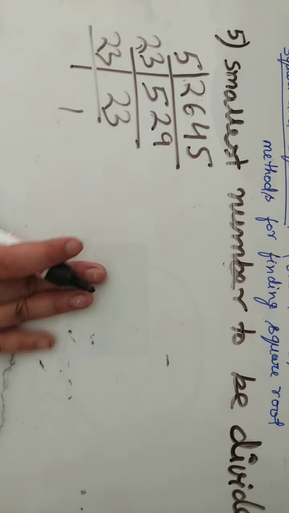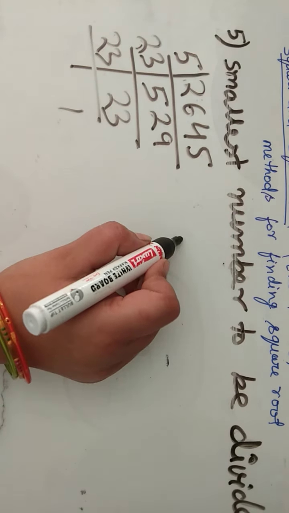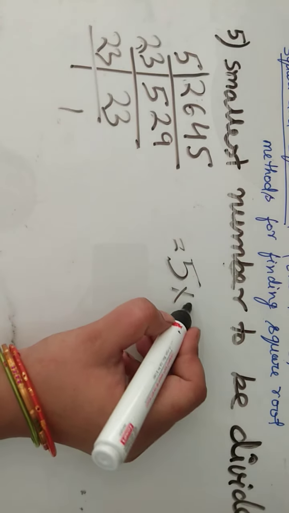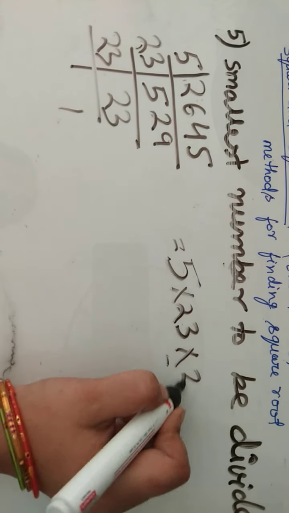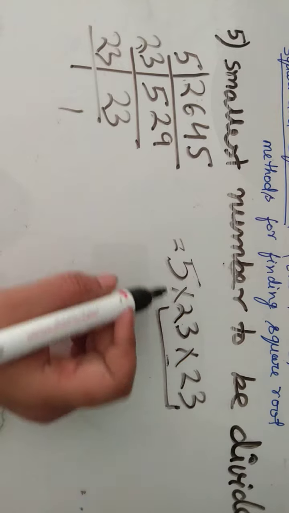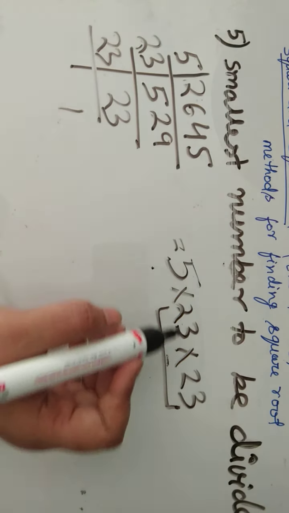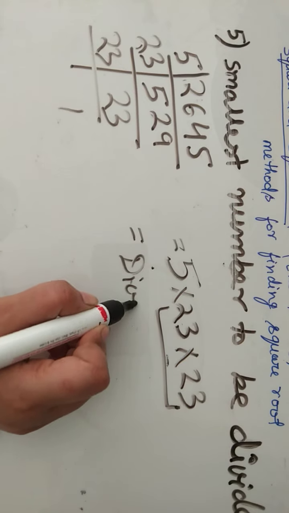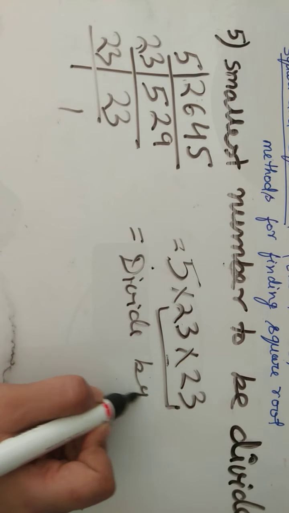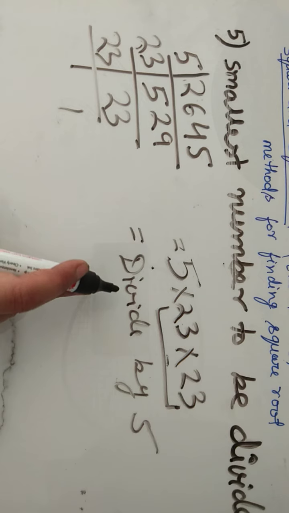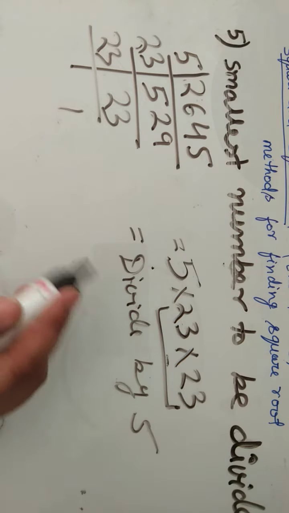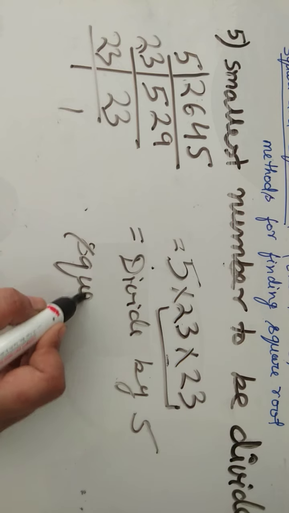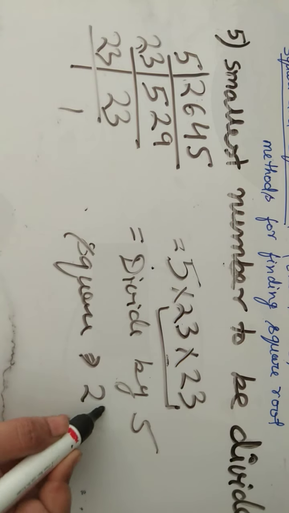So what factors are we getting for this number? We are getting the factors as 5 into 23 into 23. So इसका तो आपका पेयर बन गया, लेकिन ये नहीं है. ओके, सो जो अनपेयर है तो डिवाइड बाय, इट्स नीड्स टू बी डिवाइड बाय 5. And what is the square root for the square number so obtained? Square root for that particular number is whatever the pair we are having, that is 23.